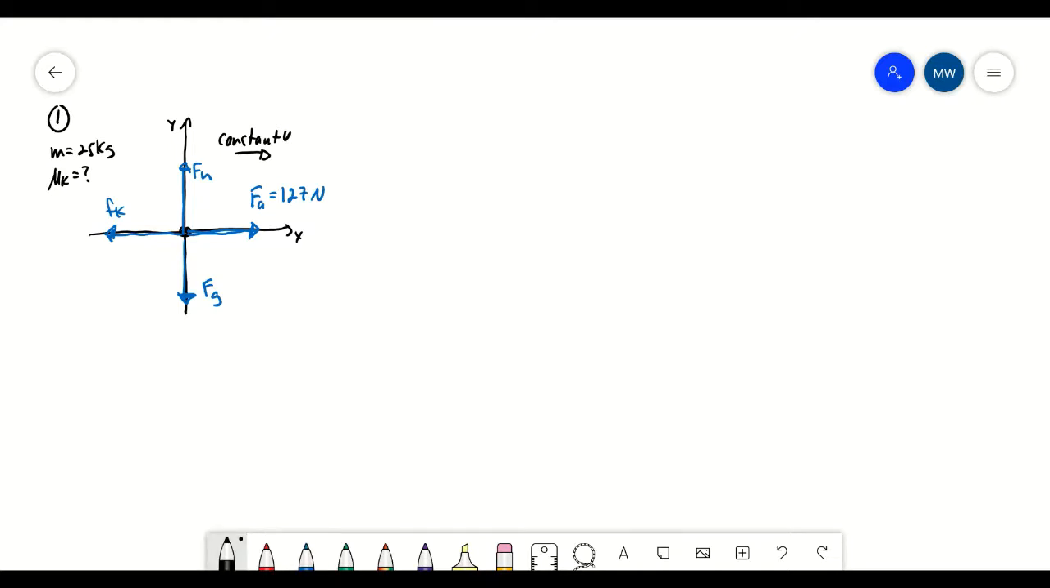Okay, so these are the forces that we have. That's our free body diagram. The next step is to sum up all the forces. So we want to add up all the forces, in this case on the x-axis first.